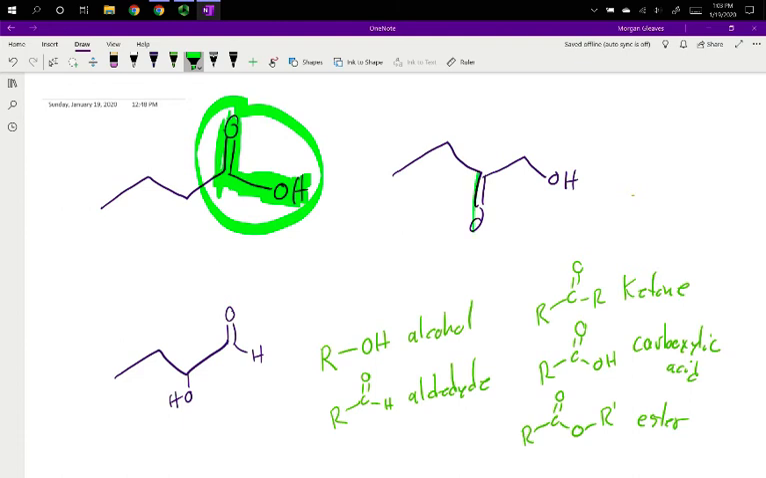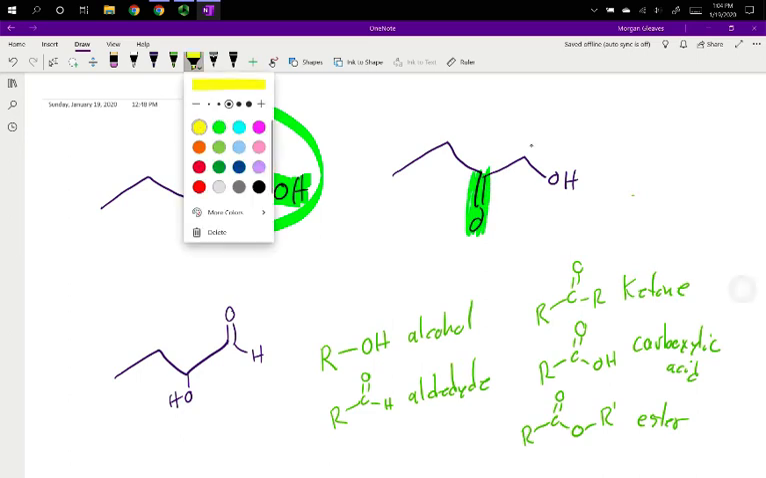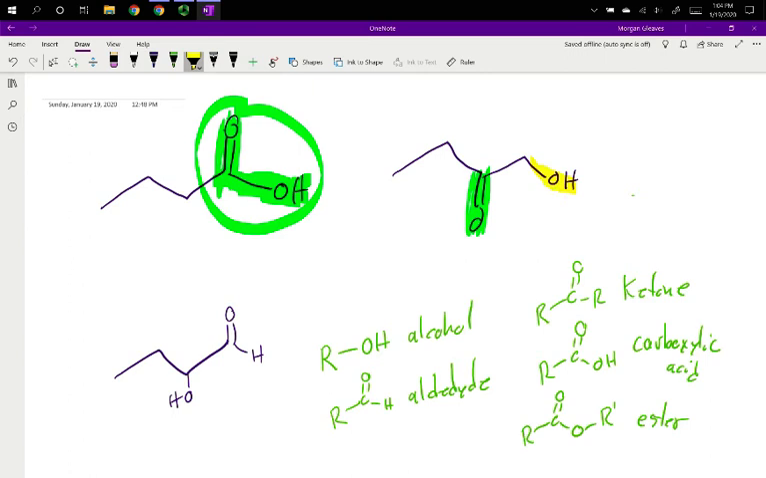As compared to our right side, where I've got a carbon double bond oxygen, and I also have a carbon single bond OH, but it's not the same carbon. Because those are different carbons, if we check any of our structures, we don't have any functional groups that look like that. So this is an alcohol and a ketone. It is two separate functional groups on the same molecule.